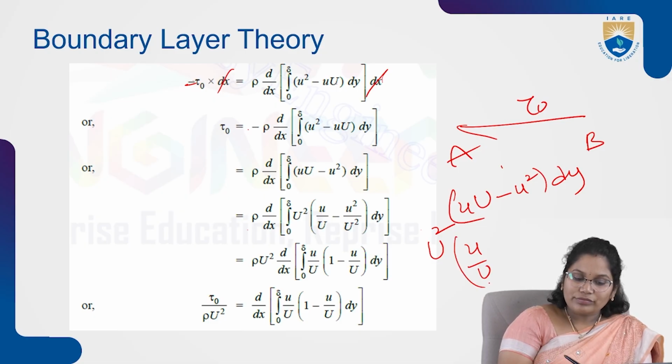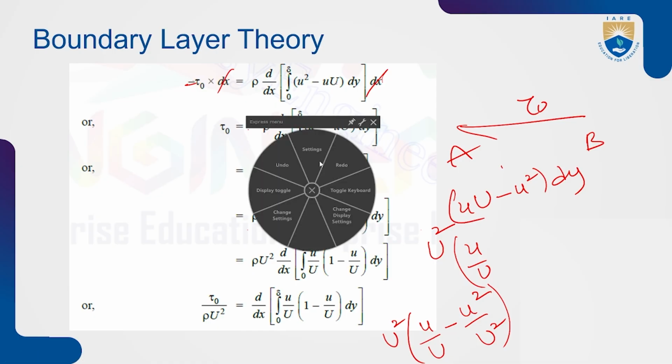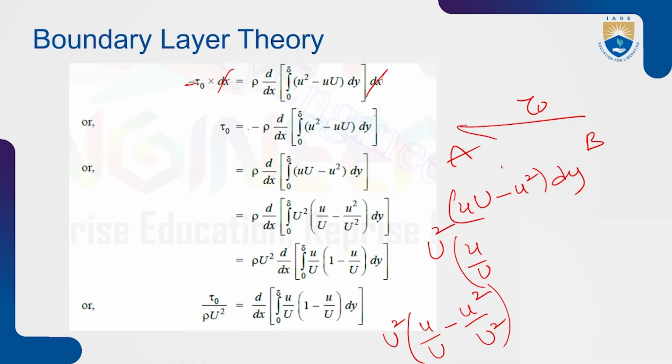So here I am taking u square common and the equation is becoming u by capital U minus u square by u square. Yes, when I am taking this u square outside, this u will go and down here u will come, right? So u by capital U minus u square by capital U square into dy, right?